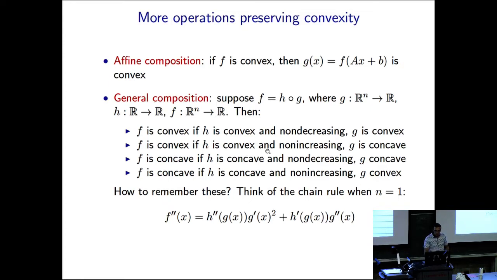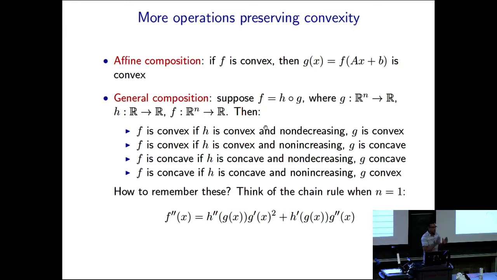So a variant of this is that if g is concave and h is convex and non-increasing, then the composition f is convex. Okay, and we essentially can, like I said, derive the other 2 rules just by thinking about flipping signs. So the way that you remember these, other than just coming back to the slide, is to think about just looking at what the chain rule does in the case when n is 1. I think this is a very useful way to remember them.